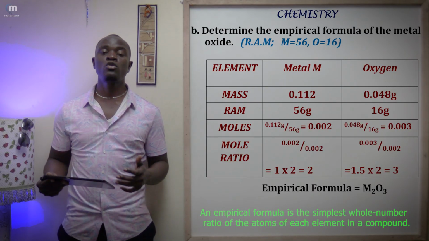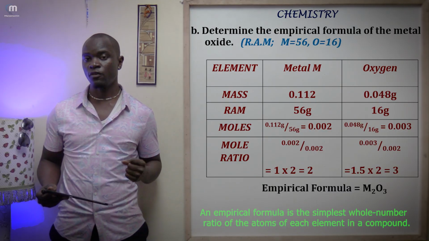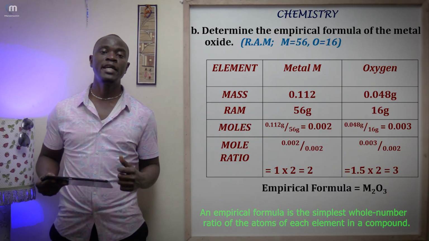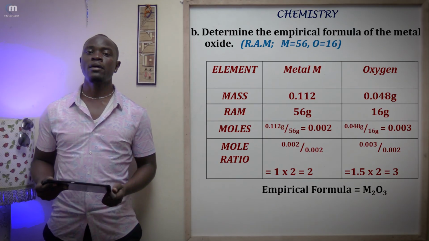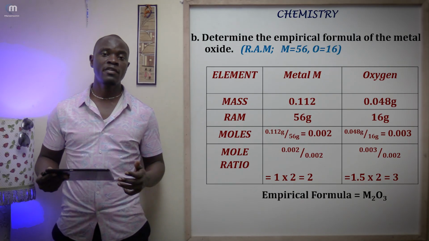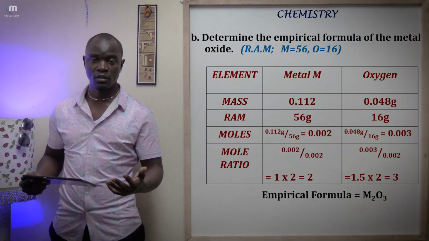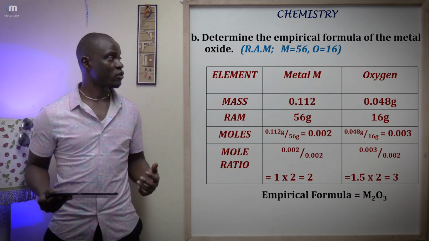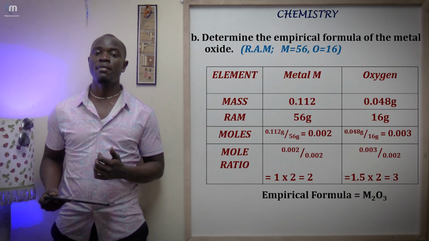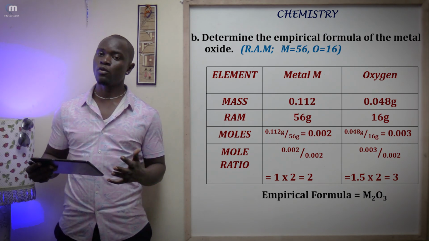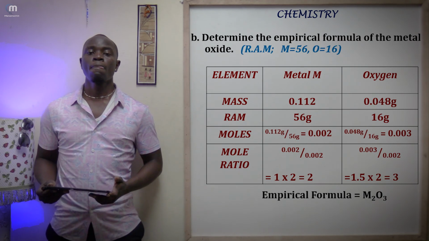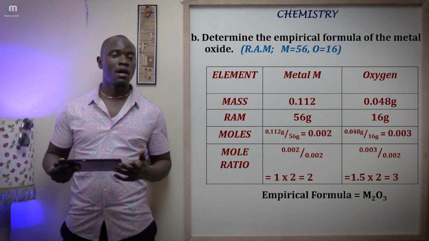Remember, we are going to use the information that we have. The first information is the mass, which we calculated in the previous question. Apart from that, as we were reading the question, we were given the relative atomic masses. For metal M, we are told it was 56. For oxygen, we are told it is 16. So using these masses, we can calculate the empirical formula of this compound between metal M and oxygen.